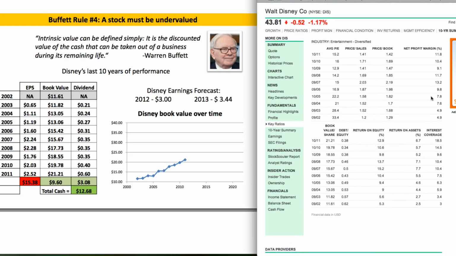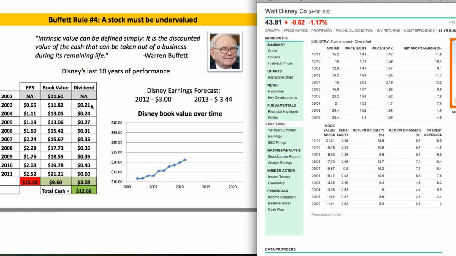So when we get here to the 10-year summary, we clicked on 10-year summary, and we got the book value per share. Okay, and you can see the 1161 is this number at the top, the 1182 is the next number, and it keeps going down. And the current book value at the end of 2011 was $21.21. Now, if you wanted to get an even more current book value than that, you could go into the balance sheet, pull up the equity, and divide it by the total number of shares outstanding to get an even more current book value than the one that's listed here. But for demonstration purposes, we're just going to do it this way.